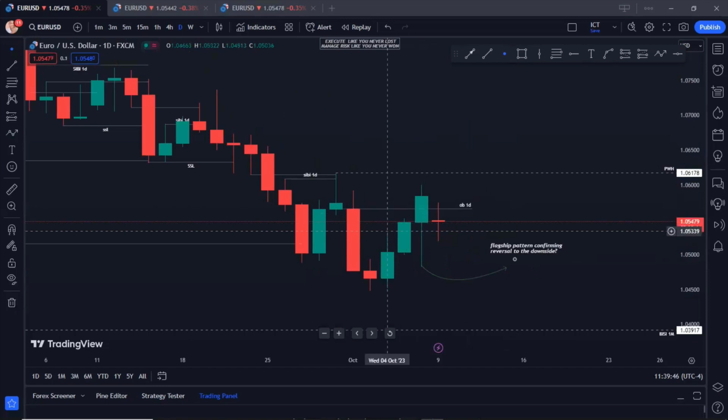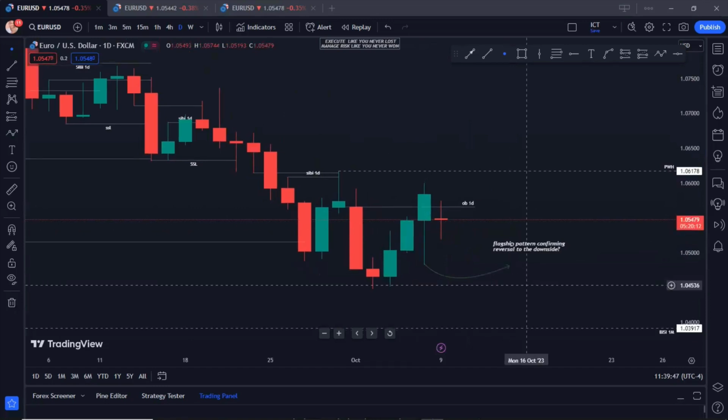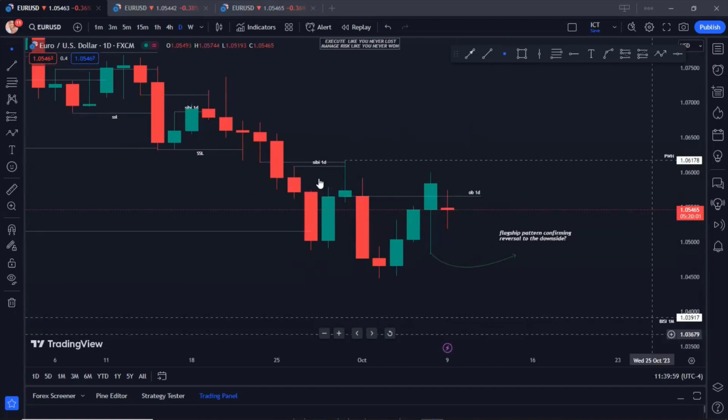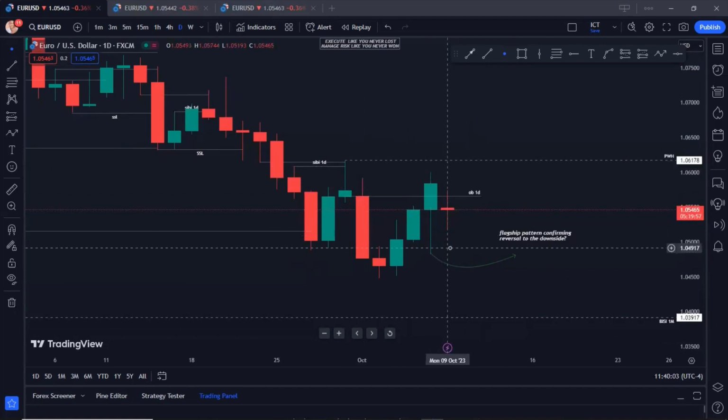Now you can see what I wrote here when I did my analysis in the morning. I said flagship pattern confirming reversal to the downside, kind of a question, because it closed bullish, so normally everybody is expecting price to be expanding to the upside. And this is the previous week high. With this, you think price should be going to the upside, right? But this is a flagship pattern, and most of the time I use it to determine reversal.